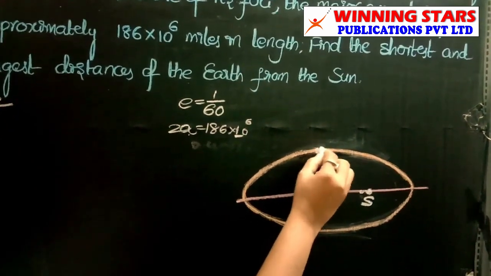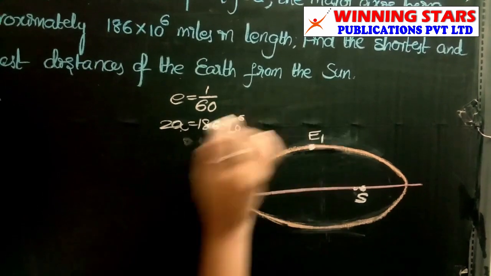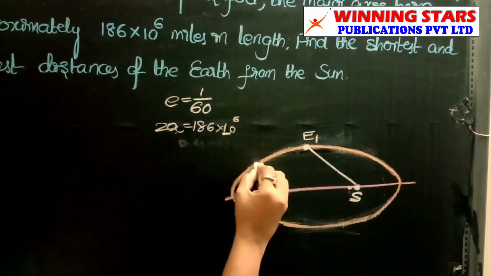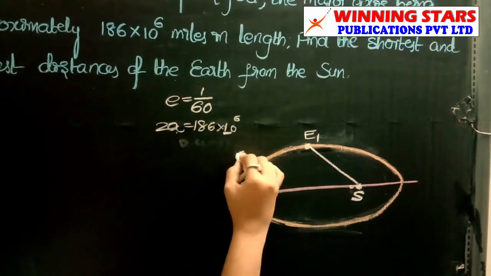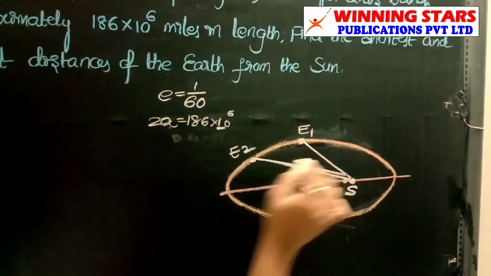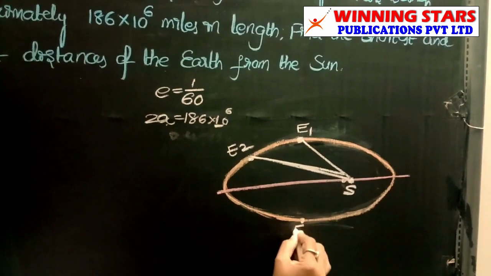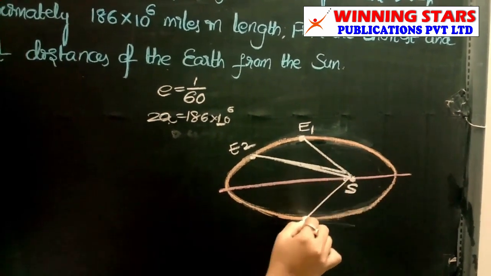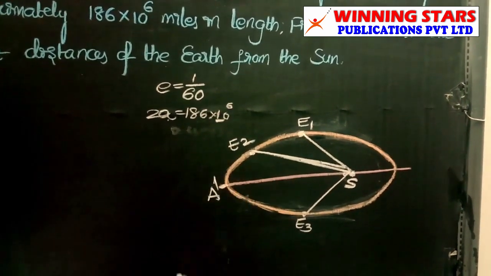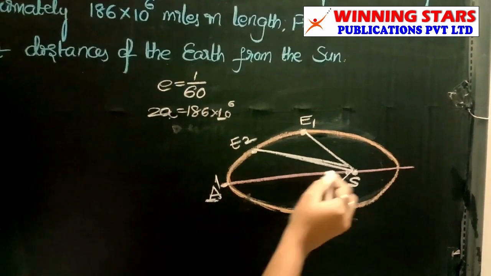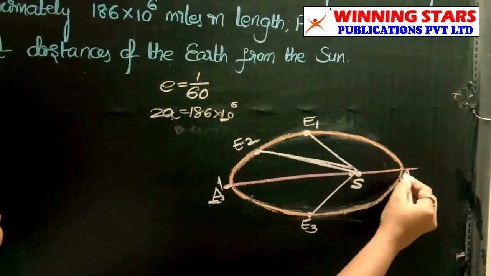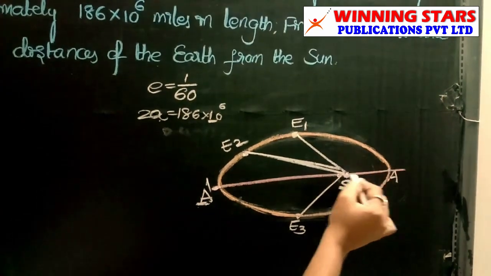For example, first we take that this is the position of the Earth, E1. E1 is the position of the Earth. And the distance between Earth and Sun is SE1. And suppose this is the position of the Earth, E2. Then the distance SE2 is the distance between the Sun and the Earth. For example, this is the position of the Earth, E3. Then the distance between them is SE3. And this is the position of the Earth, A dash, and the distance between the Earth and the Sun is SA dash. And this is the position of the Earth, and the distance between them is SA.